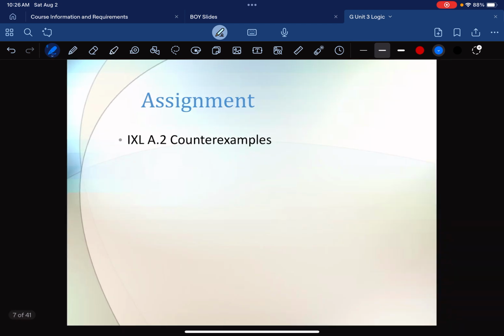Okay, so you're going to look at IXL A2. That's going to show you about counterexamples, or it's going to quiz you on counterexamples, and you can find that in IXL.